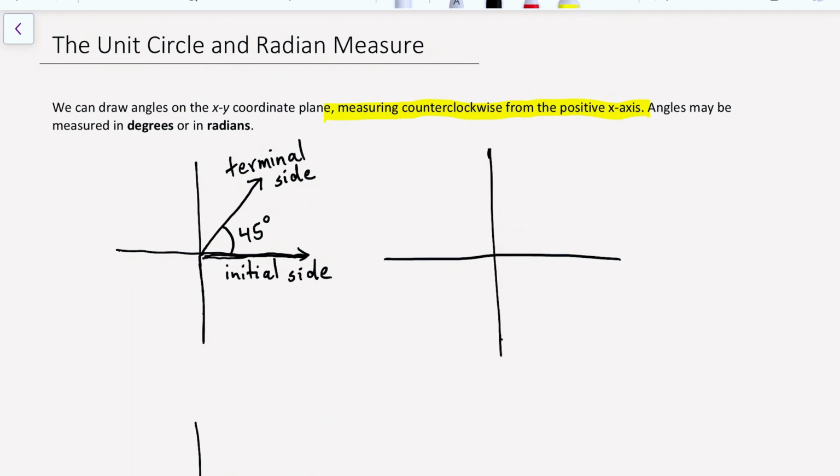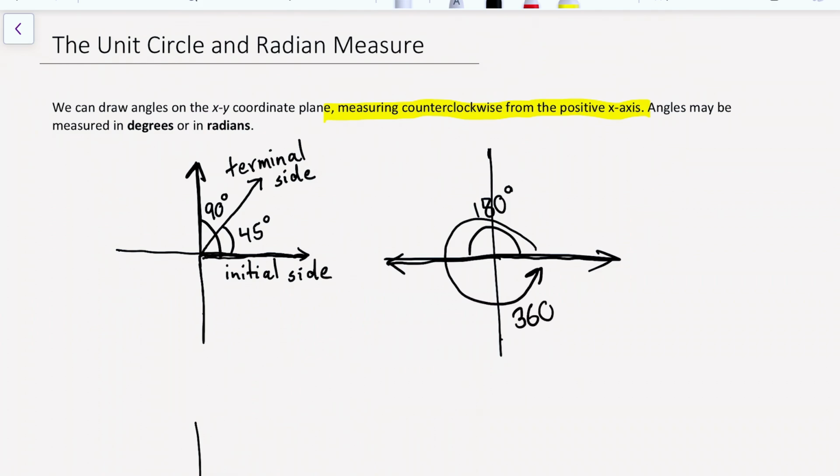I could draw a 90-degree angle. 90 degrees would have initial side on the x-axis, terminal side right here. So this would be a 90-degree angle. I could draw a 180-degree angle. 180 degrees would look like this. And of course, I could draw a 360-degree angle, where the initial side and the terminal side actually coincide. 360 degrees is a full revolution.